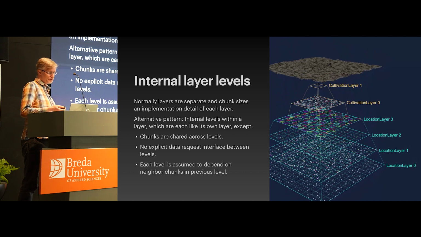And each of those levels is essentially like an independent layer, except the chunks are shared across the levels. There's no explicit data request interface between the levels, and each level is also assumed to depend on the neighbor chunks in the previous level. So this is just kind of a shortcut if you know that you want to get data from neighbor chunks of similar data, then you can choose to create multiple internal levels of a layer instead of creating separate layers.